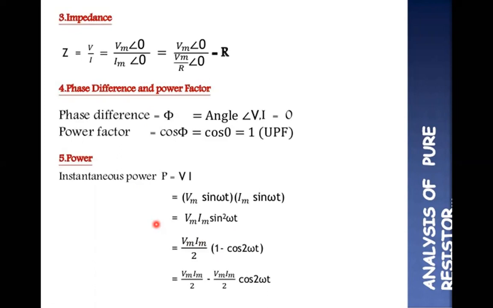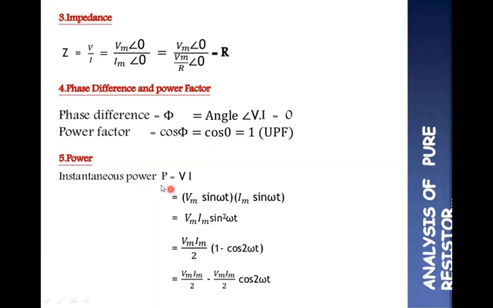So what is impedance? Impedance is nothing but V by I, V max by I max. So this is nothing but it will come as a capital R. And for the phase difference and power factor, the phase difference angle phi is equal to 0 because there is no phase difference. And the power factor is cos phi, where phi is 0, so cos 0 is 1. So the power factor for this particular resistor is 1.